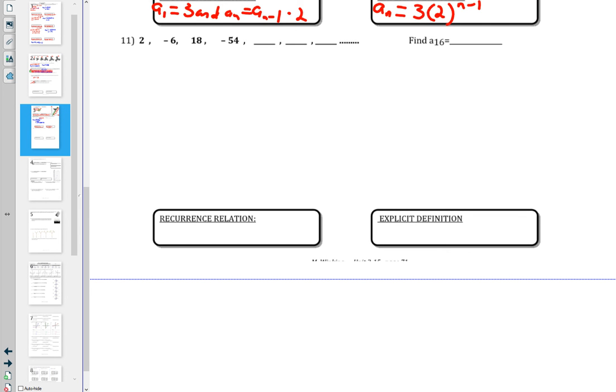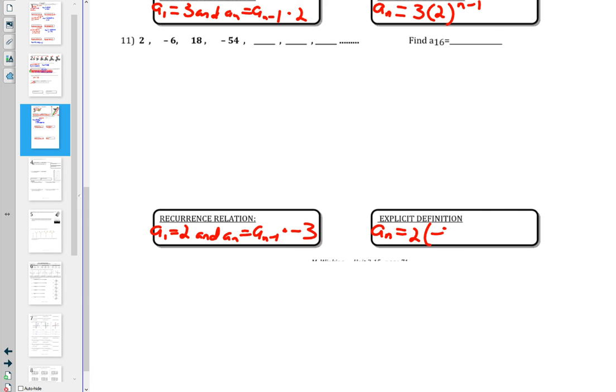All right, here we go. The recursive is just to say that you state what the first number is, which is 2, and every number thereafter is the number that came before it times the common ratio, which is -3. The explicit definition would be that first amount, 2, times the common ratio to the power of n minus 1.